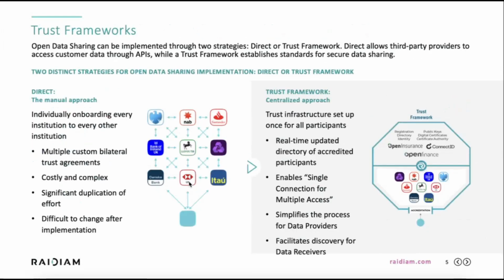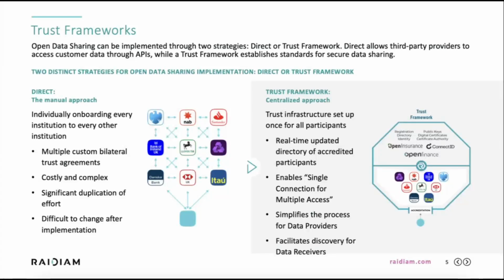So here on the left, we've got that direct approach that I just discussed. And essentially, in very simple forms, the trust framework is a single sign-on for access to many. So it's a single connection. You are allowed into the ecosystem because you have been assigned a role. In banking, that role could be that you are allowed to access account information. It could be that you're allowed to initiate payments, or it could be that you're allowed to do both.